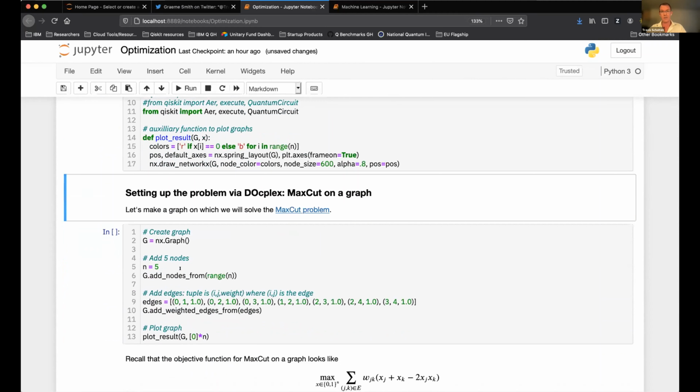Okay, as I said, I am not technically an applications expert in optimization, but for those of you who know about common optimization problems such as max cut, for example: if I have a graph with some nodes connected by edges, what I would like to do is partition my vertices into two groups.